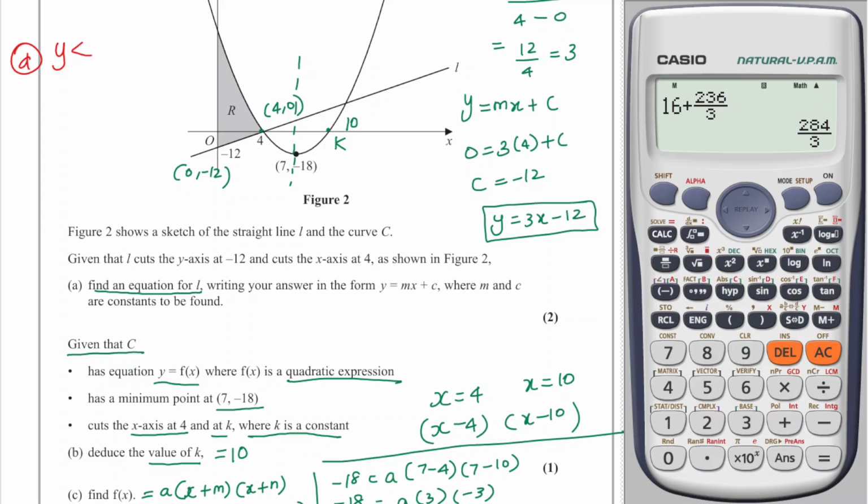It is a positive U shape, and the region is outside the positive U shape. So y is less than 2 times (x minus 4) times (x minus 10). It is a continuous line, so I am using y is less than or equal to. And then we know that the region is above the line, so y is greater than or equal to 3x minus 12.